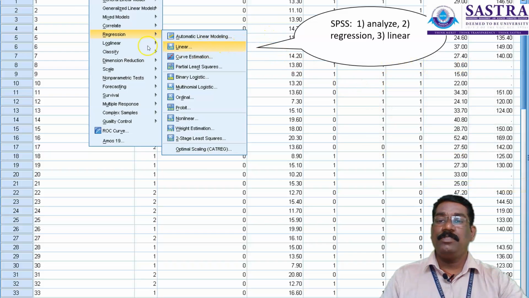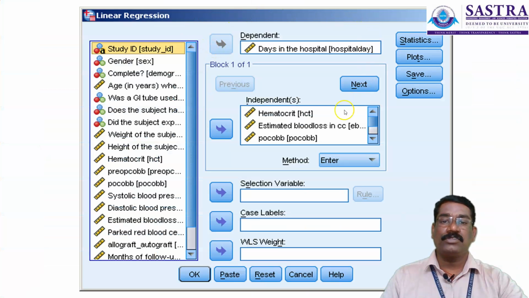If you open up multiple regression analysis using SPSS, you need to go to Analyze, then Regression, and from Regression to Linear. Once you move to it, you get a box like this. You put the dependent variable here, and the next one, you put the independent variables over here. By default we have the enter method here, and don't press any other statistics, everything is okay. Just hit the OK button.